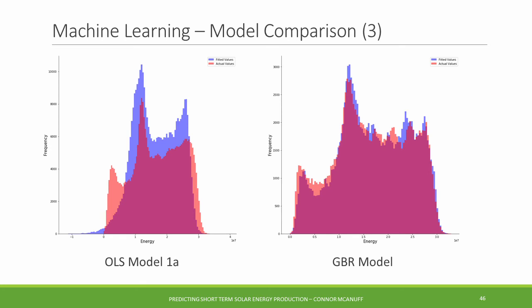The final comparison we will make is a comparison of histograms of fitted and actual values. It is clear that the GBR model produces a set of predictions much more similar in frequency to the original data compared to the OLS model.